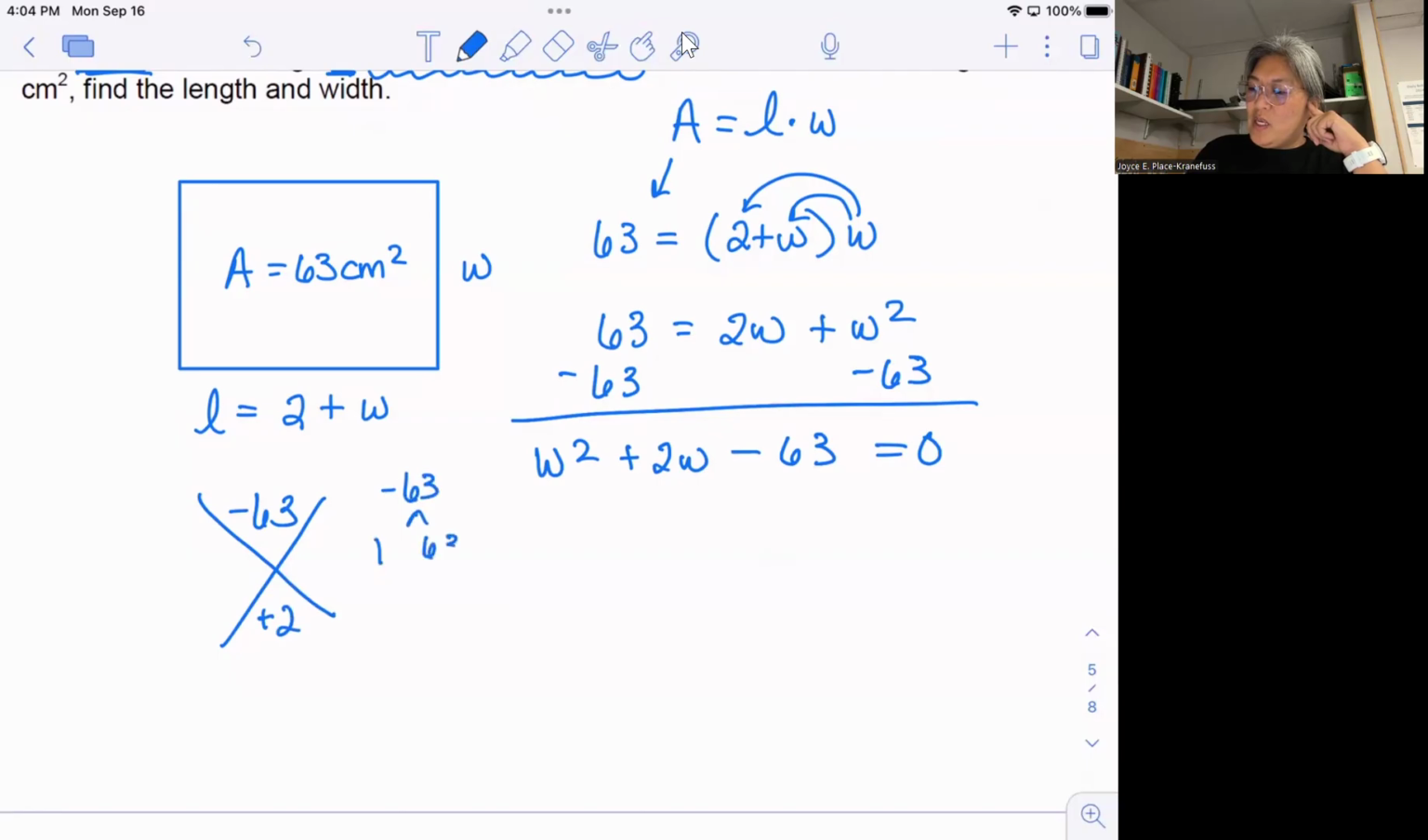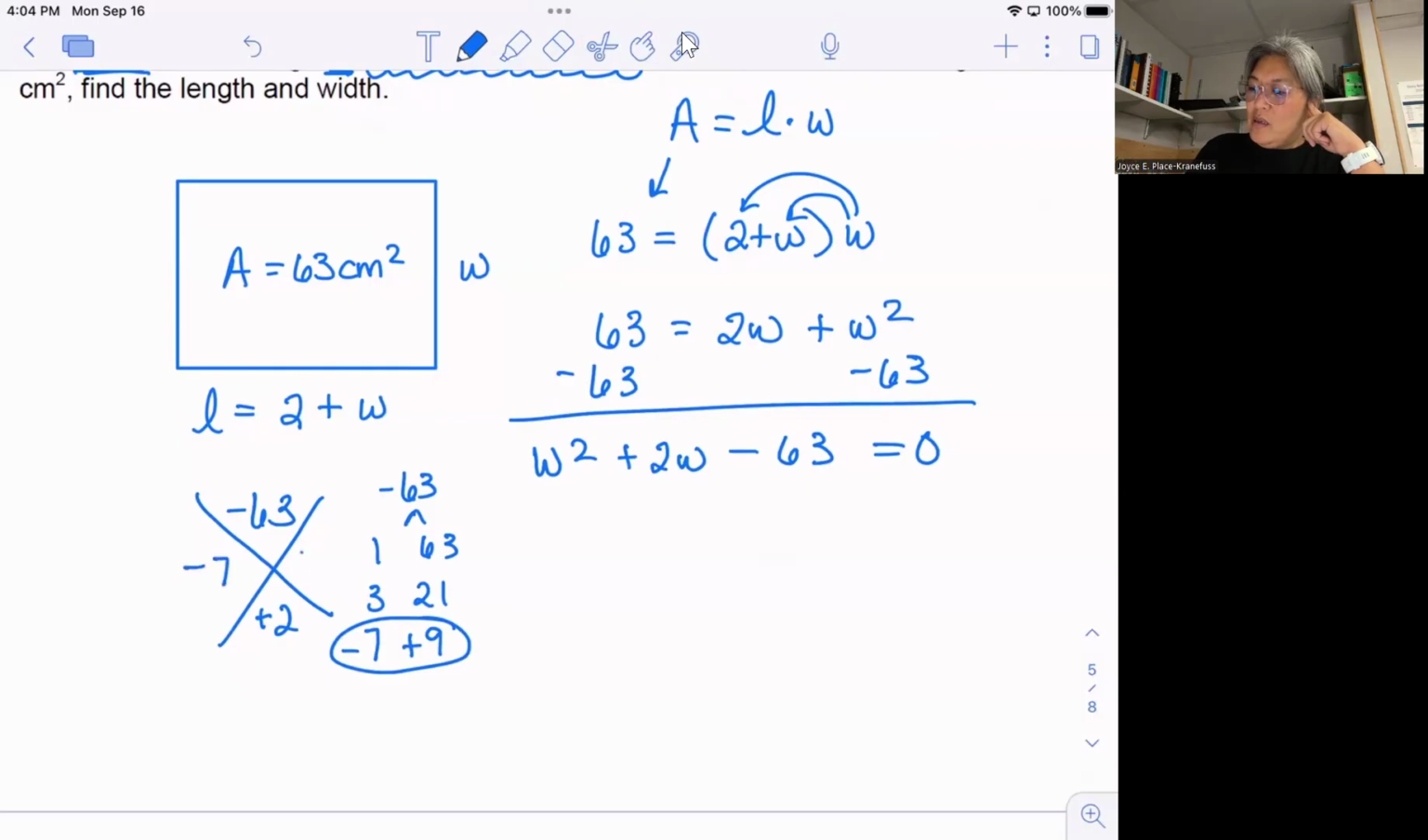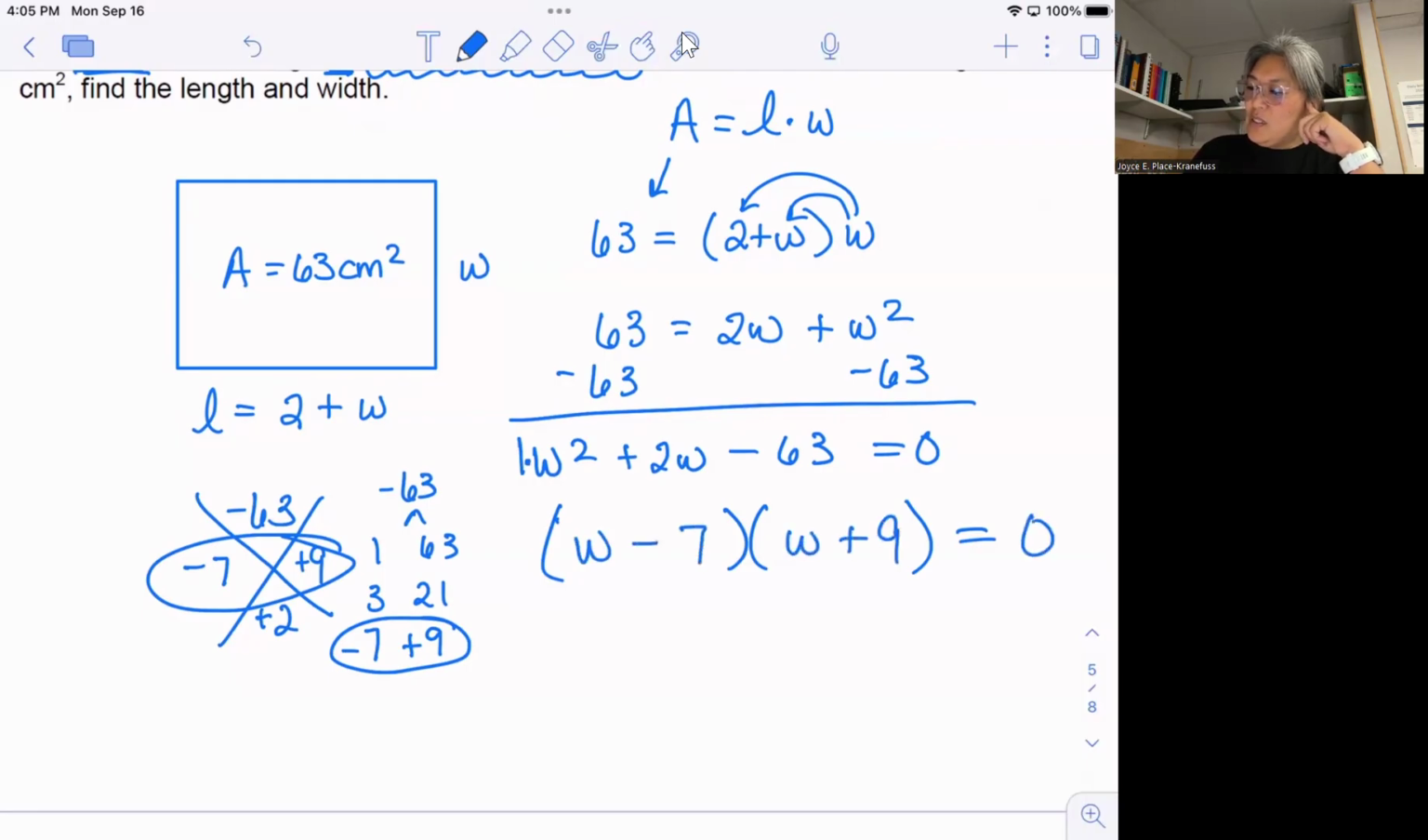1 and 63, 3 and 21, 4, 5, 6, 7, and 9. In fact, negative 7, positive 9 should give me positive 2. Since it is an a value, a squared, a is 1, we can just do w minus 7, w plus 9 equals 0, which gives me positive 7 and negative 9.